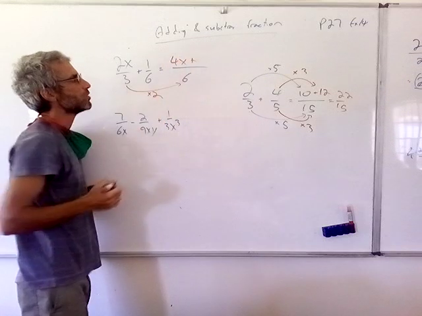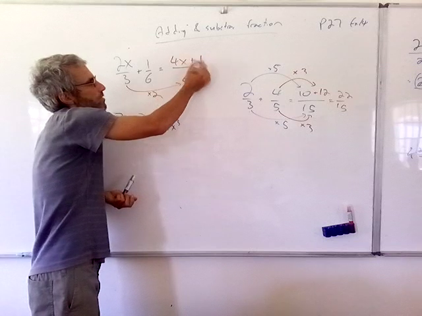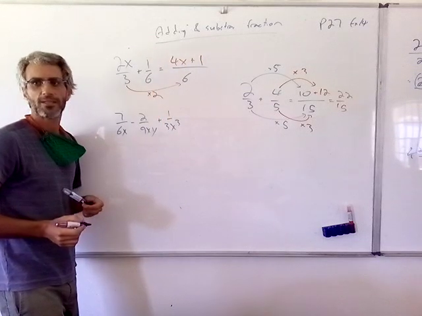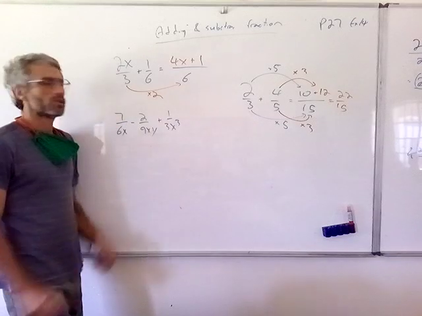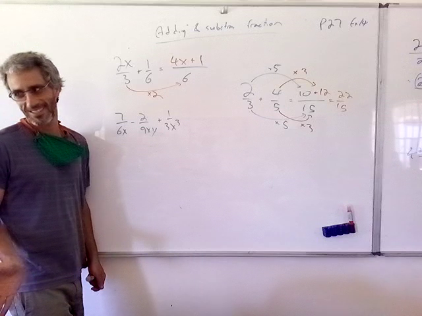What about this 1? Do I need to do something to that 1? No, because it's 1 over x, so it still stays 1. I didn't need to multiply 6 by anything. I don't need to multiply the 1 by anything. That's the answer. Well, that was easy.